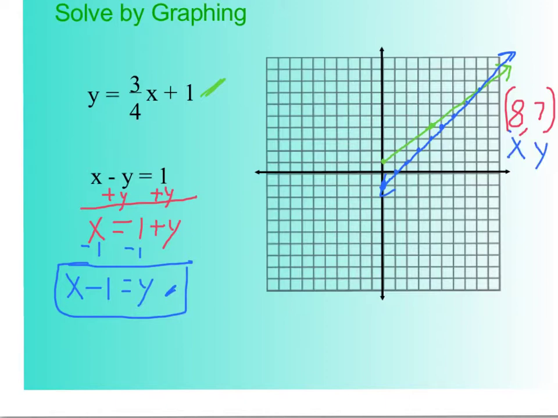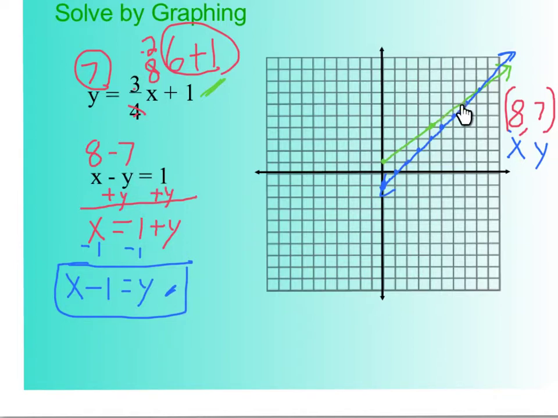I'm going to take that point and plug it into my original equations to double check to make sure it makes them both true. So watch me over here. Here I did 3/4 multiplied by 8 plus 1. So 3/4 multiplied by 8, if you cross cancel that, you get a 2. 2 multiplied by 3 is 6. So I get 6 plus 1. 6 plus 1, look, it's 7. This next one's even more evident. x is 8, y is 7. 8 minus 7, what does it equal? 1.